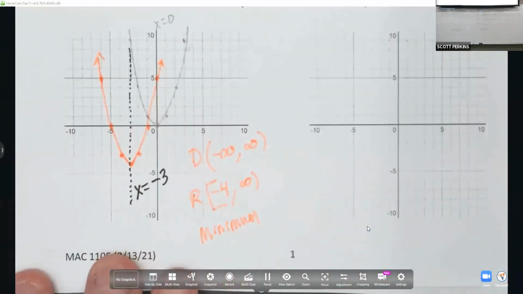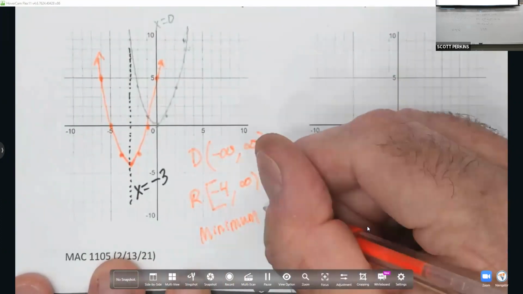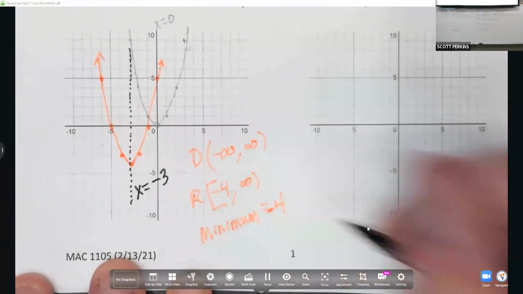And when you're asked what the minimum value is, you're being asked what's the minimum y value? It's kind of related to the range. The minimum value is equal to -4.